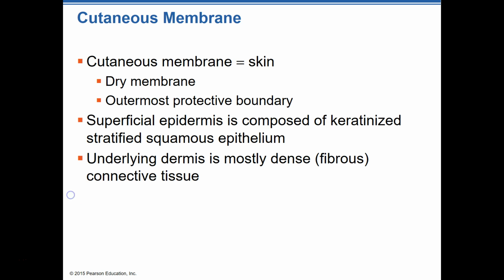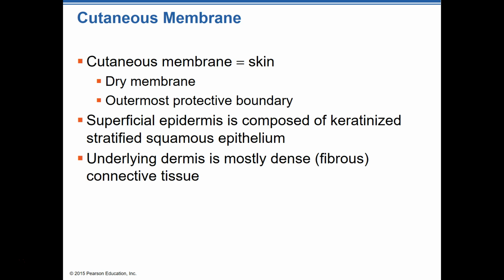So the cutaneous membrane is the skin. It is a dry membrane. It's that outermost protective barrier that protects our bodies and keeps us safe. There's also the superficial epidermis, that outside layer. It's a keratinized layer of squamous epithelium, so those flat cells. They're densely packed together and they're keratinized, so they're hard, a lot more rigid. And what it does is it helps create a barrier between the inside and the outside.